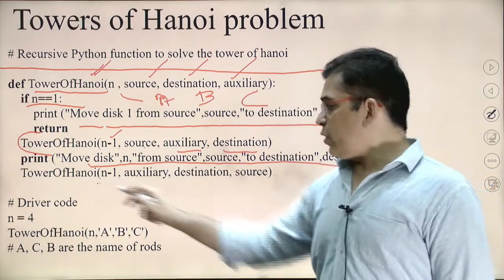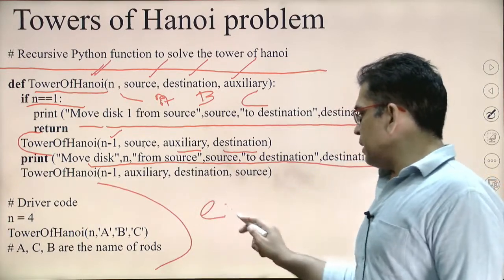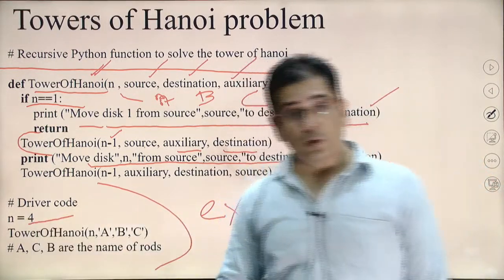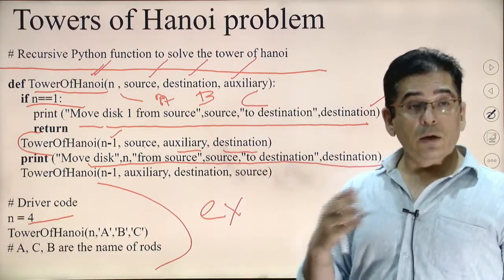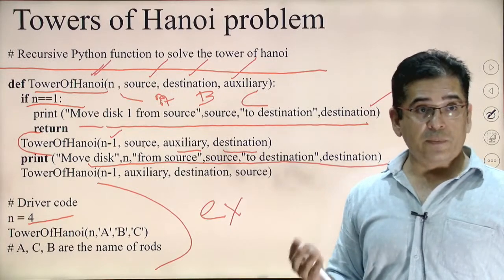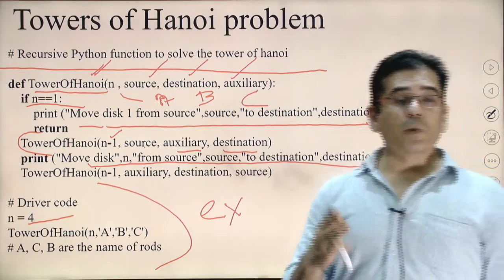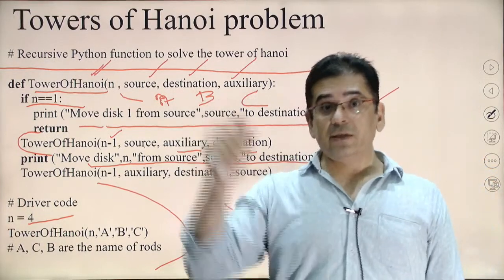I have written a driver code, or you can say an example, to execute this program. I have taken the value of n equal to 4. So it will take around 2 raised to power 4 steps, meaning 16 steps. If you are using 3 disks, then 2 raised to power 3, which is equal to 8 steps, are required.